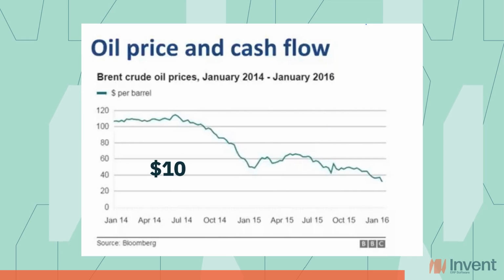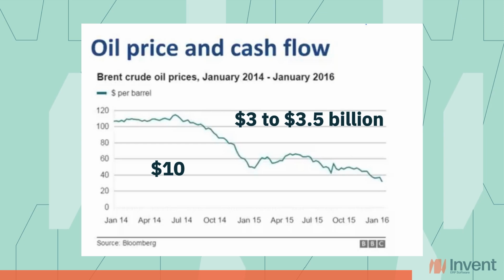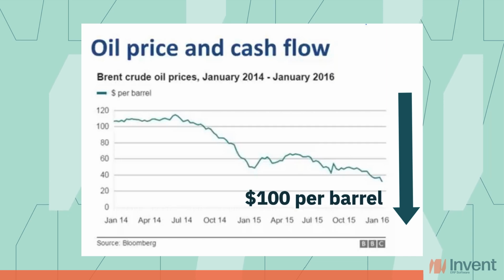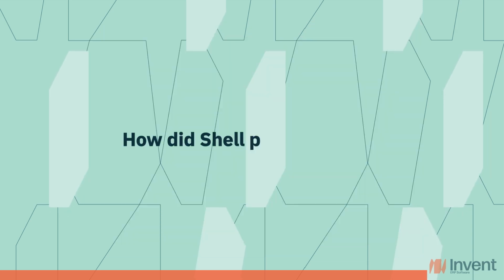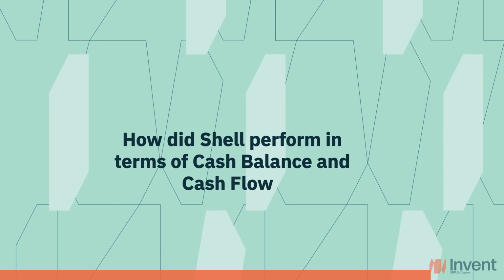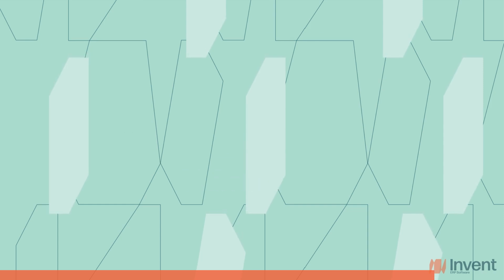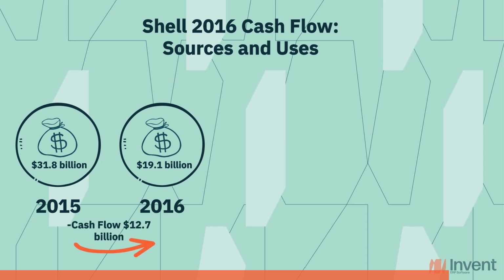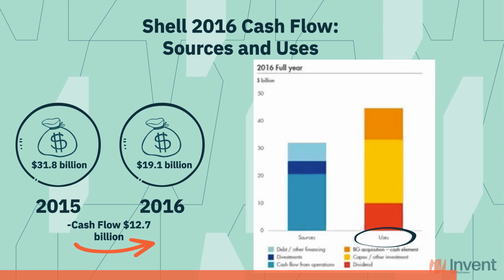For Shell, every $10 change in oil prices affects its cash flow by about $3 to $3.5 billion, as shown in this graph. Oil prices have sharply fallen from an average of $100 per barrel in 2014. How did Shell perform in terms of cash balance and cash flow in 2016? Shell began 2016 with $31.8 billion in cash and ended the year with $19.1 billion. This reflects a net cash outflow of $12.7 billion, as cash used on the right of the graph outweighed cash generated on the left.